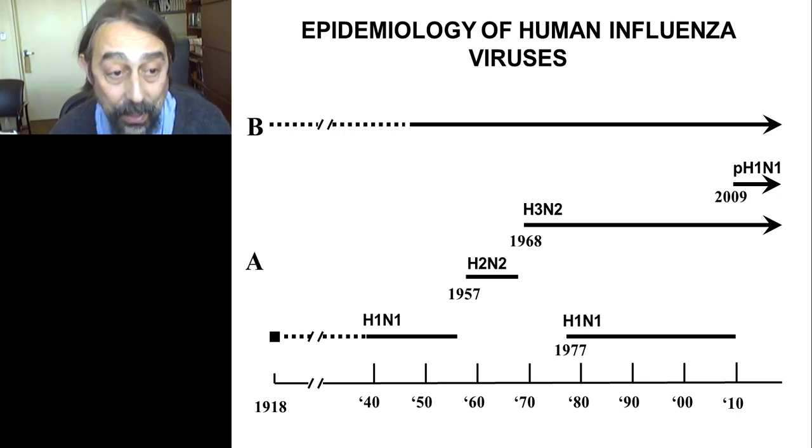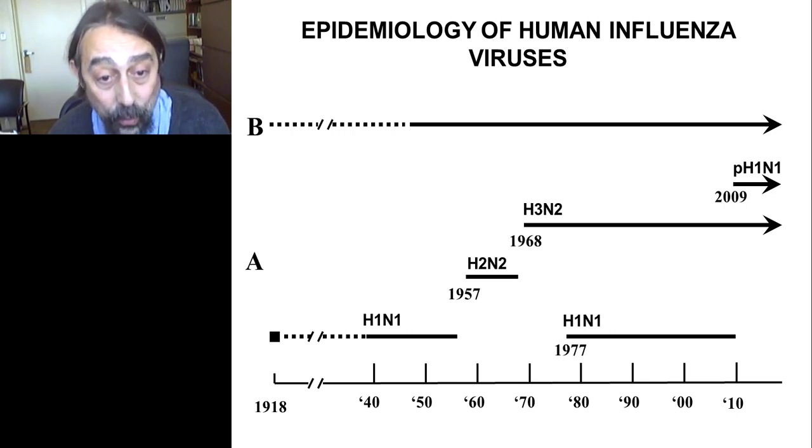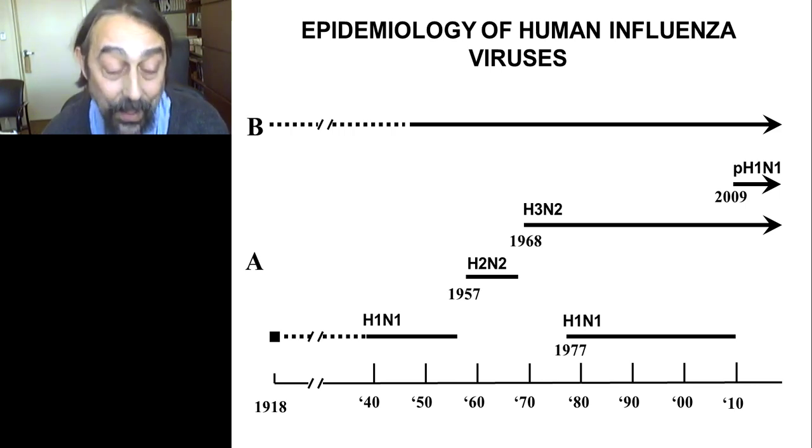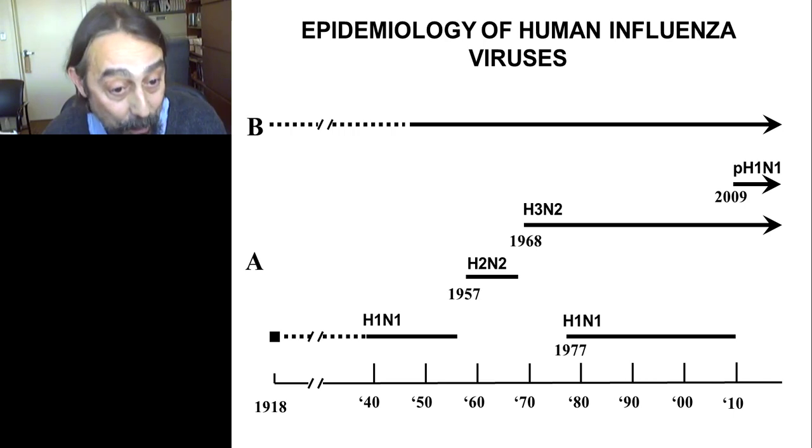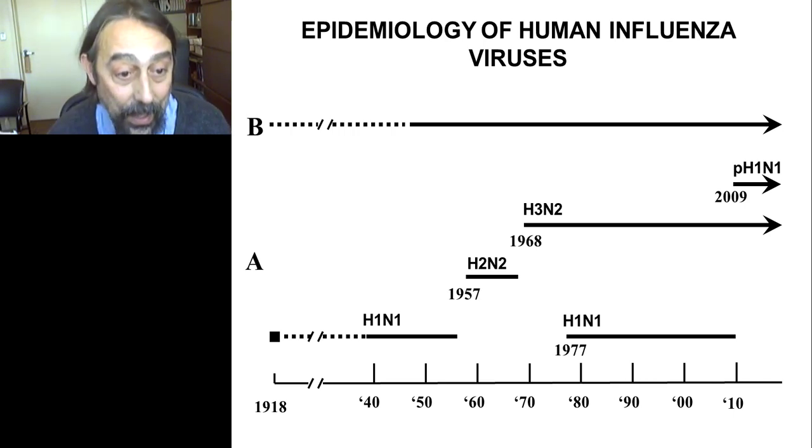And today we have circulating in humans H3N2s, H1N1s, and 2 lineages of influenza B viruses. So a total of 4 antigenically different influenza viruses. And because of that, the vaccines that we have need to be used every year to update the components of the vaccine to match the circulating viruses. They have 4 components: 2 influenza B viruses, an H1 component, and an H3 component.